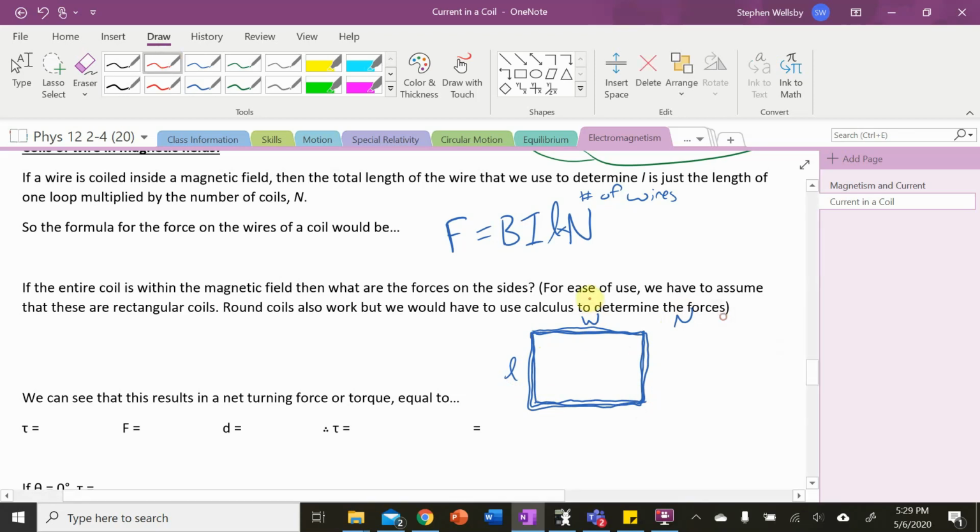Now we're just going to imagine that there is an invisible line down here where this is essentially attached and free to rotate. So this coil can rotate around this red line. This is our axis of rotation.